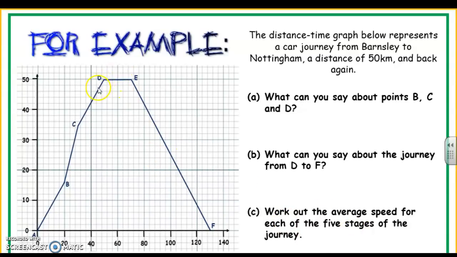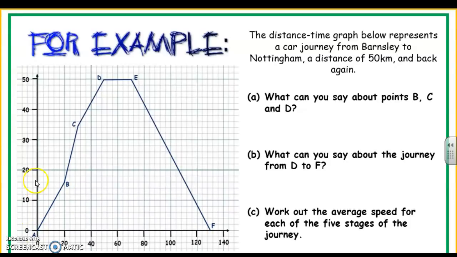Okay, and then if we work out the average speed for each of the 5 stages of the journey, again, you're going to want to find the gradient. So if I look, I want to start from A and then go to B. Now, it's a lot easier actually if you've got the graphs printed out in front of you. My eyesight is not super great, so we're gonna do our best here. We're gonna do a little guesstimation.